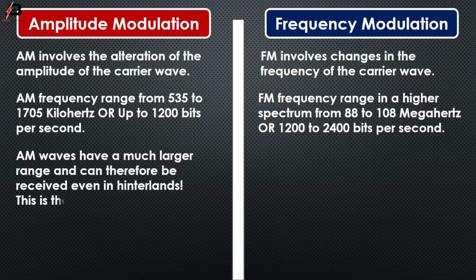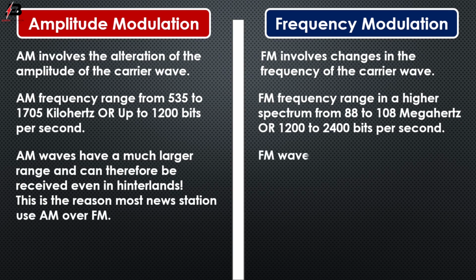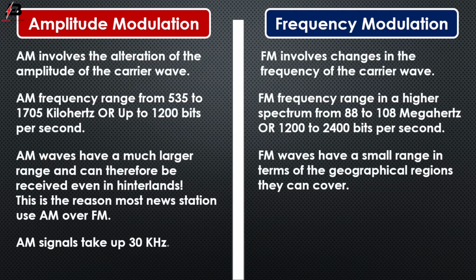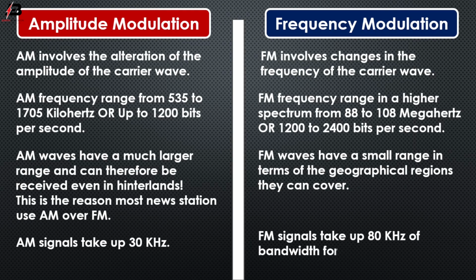This is the reason most news stations use AM over FM. FM waves have a small range in terms of the geographical regions they can cover. AM signals take up 30 kHz. FM signals take up 80 kHz of bandwidth for each signal.